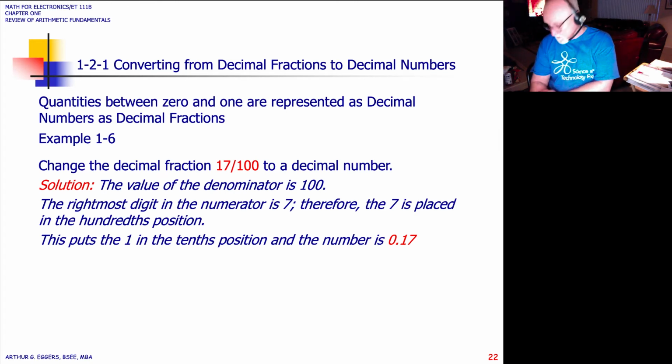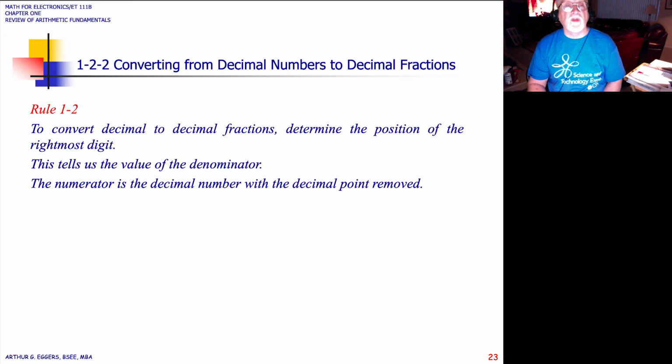representation, 17 divided by 100, 17 hundredths, then, or the decimal relationship, 0.17 is 17 hundredths. Rule 2 then says to convert decimals to decimal fractions, determine the position of the rightmost digit. That becomes the value of the denominator.